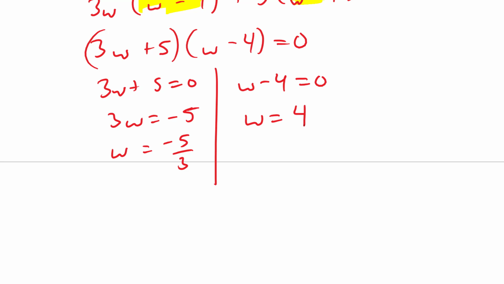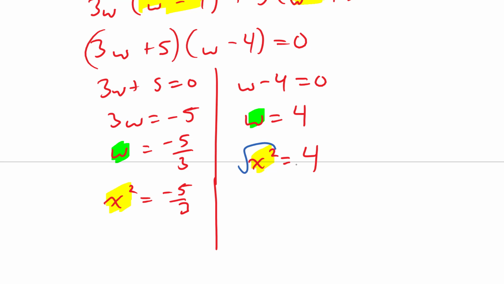Is that our final answer? It's not. We're not asked to solve for w. We're asked to solve for x squared. So let's sub back in our x squared. X squared is equal to negative 5 over 3, and x squared is equal to 4. Make sure you put that back in.